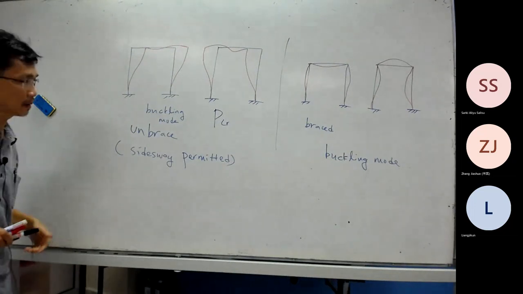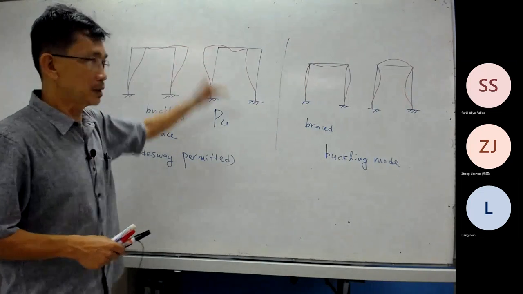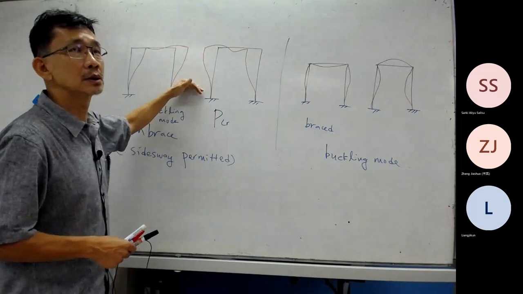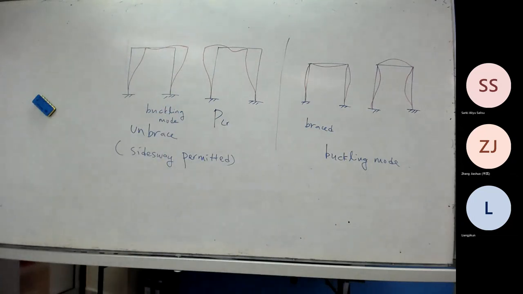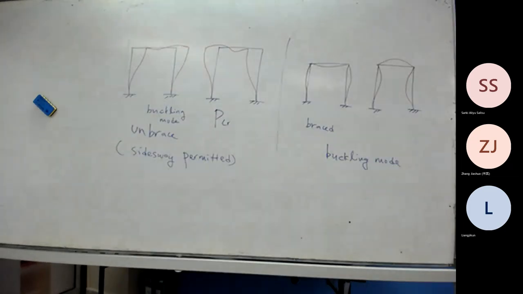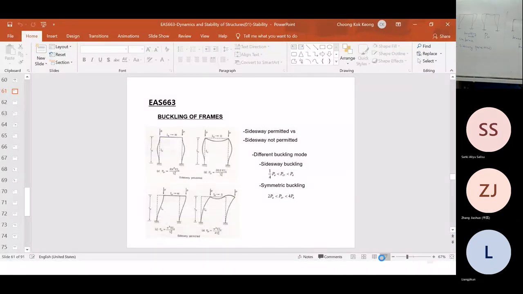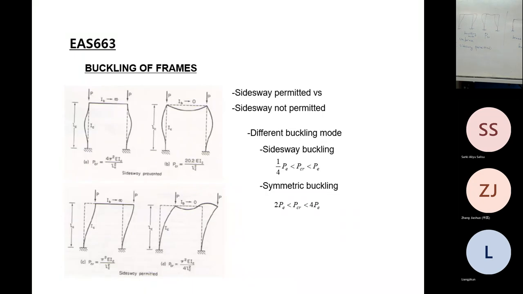Now we want to know for this case, what is the range of the P critical? The range which we want to look at, as I mentioned there. So it is correct, the unbraced one will be lower. Okay, now we want to prove that really, the unbraced one will be lower by looking at the range. So for side sway buckling, which is the one that I show on the left-hand side, the range of the critical loads for this fixed condition, for bottom fixed, will be greater than 1/4 of P Euler.